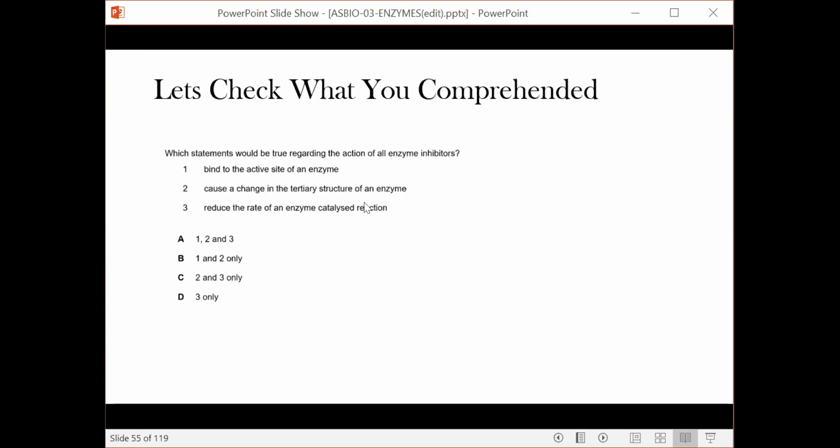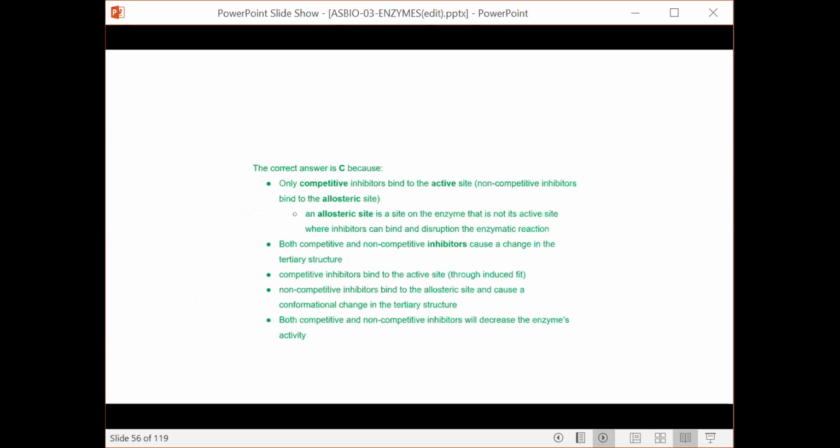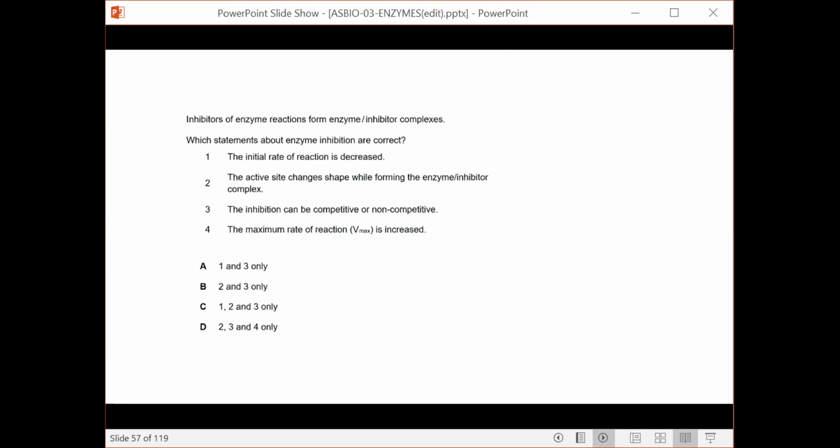Cause a change in tertiary structure? Yes, they may cause a change in the structure. Then reduce the rate of enzyme catalyzed reaction? Yes. So the answer is C. Okay. Please read the question carefully. Next.